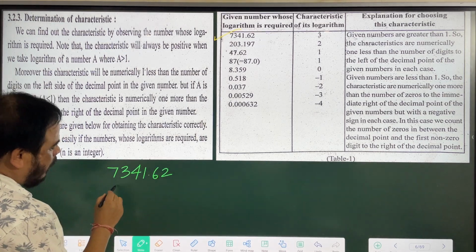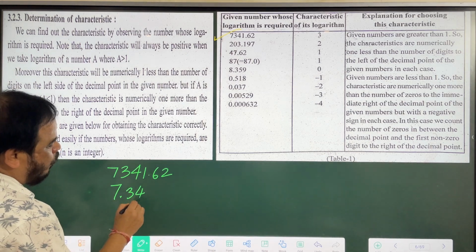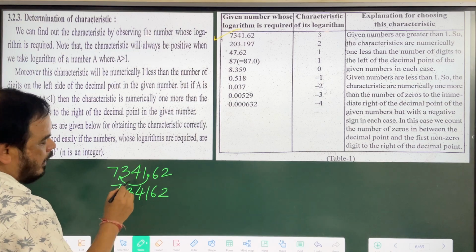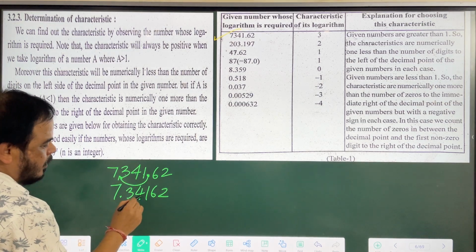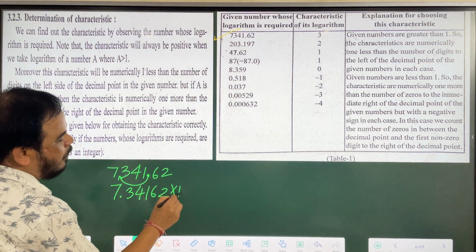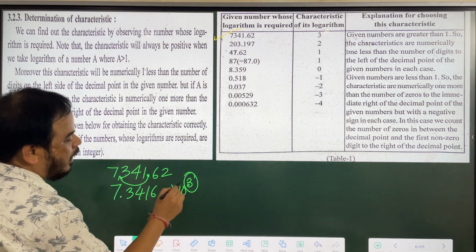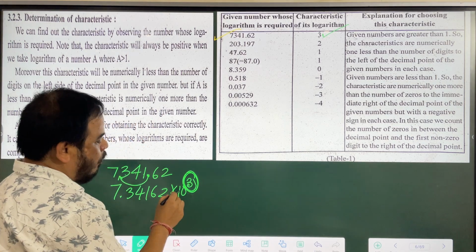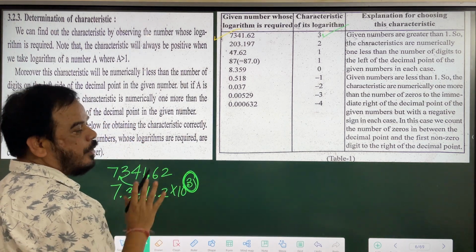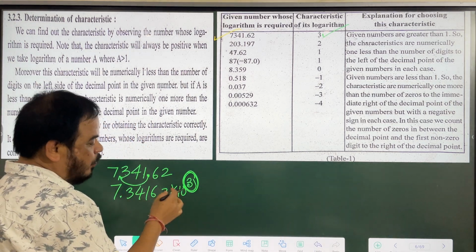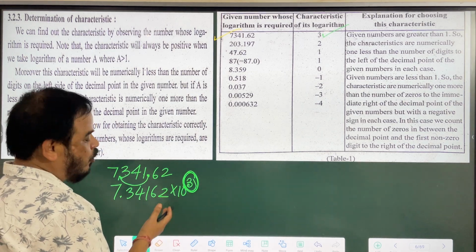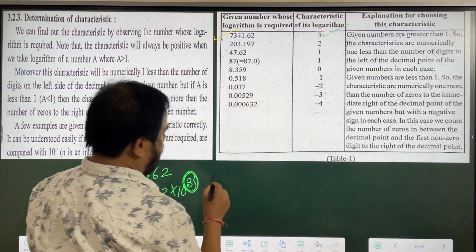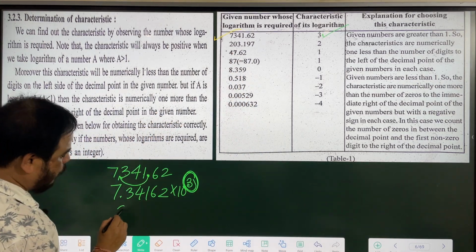7341.62. So how will we write this one? 7.34162. Here the decimal was there, so the decimal moved here. 1, 2, 3 places. 3 places, so 10 to the power 3. So what will be the characteristic? 3. Whatever the power of 10, that will be the characteristic, because log 10 is 1. 3 log 10, log 10 is 1. So 3 will be left as it is. One by one I will show you.